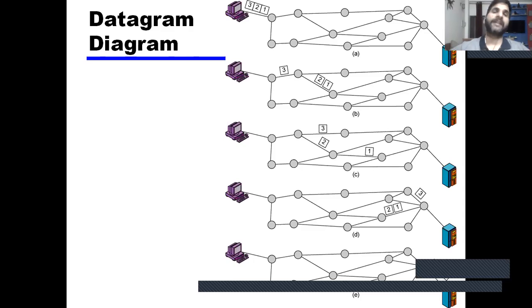So here is an example of datagram. If a sender wants to send a message, suppose the message is 321 and it travels through the network. The message is divided into individual packets 3, 2, and 1, and these packets choose different paths independently of each other, travel through the network, and are received at the destination side. This is the example of a datagram diagram.